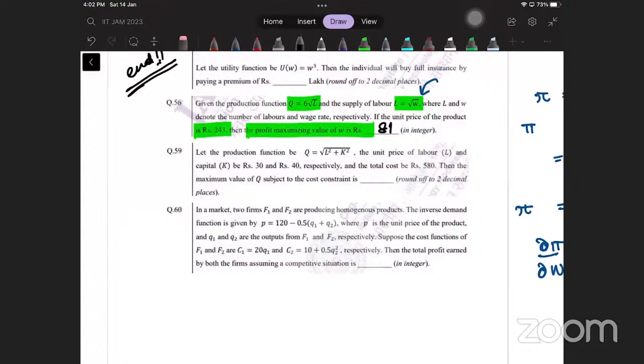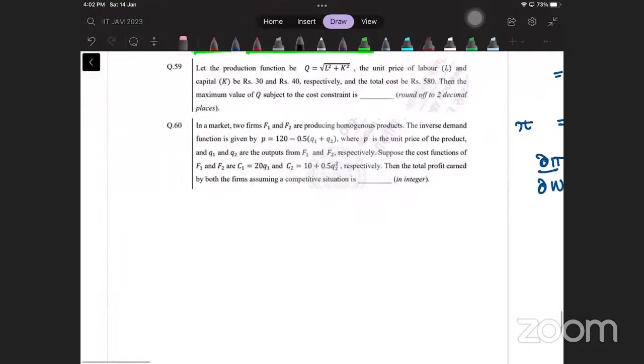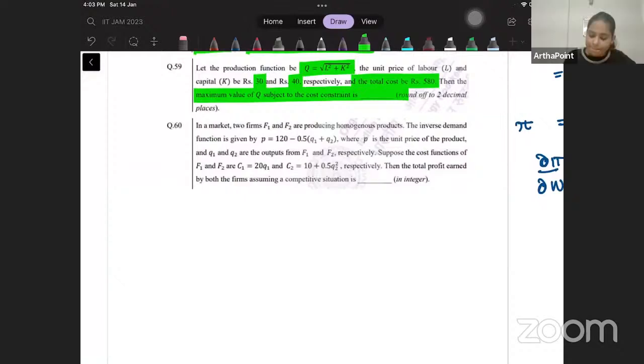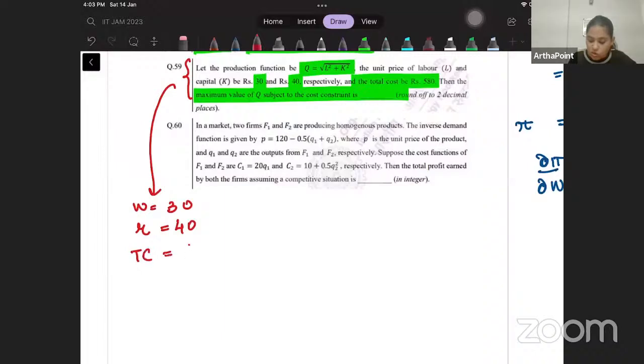Okay, now come to the next question. Let the production function be given by this, and cost of labor and capital be this, and total cost be 580. Then the maximum value of Q subject to the cost constraint is given by. Okay. So you are given that R is 40. W is 30. Total cost is 580. This is what is gone ahead and given to you.